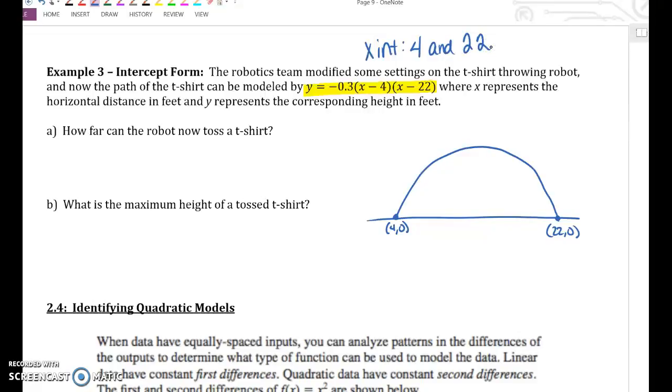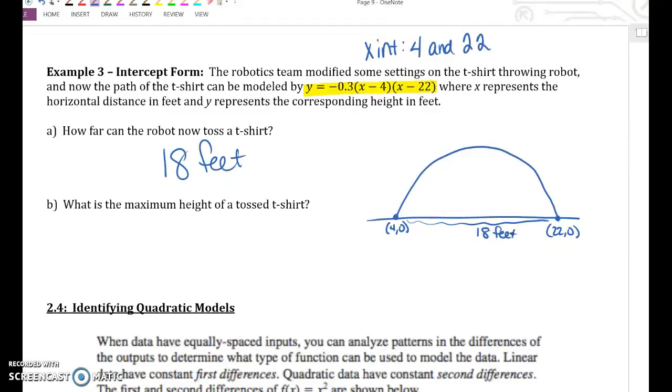How far can this robot toss a shirt? So it looks like the robot starts 4 feet out from something and tosses the shirt, and it lands 22 feet from that thing. So between 4 feet and 22 feet, how many feet is that? 18 feet. And how do you get that? 22 minus 4. 22 minus 4 is 18 feet. So this length right here is 18 feet.